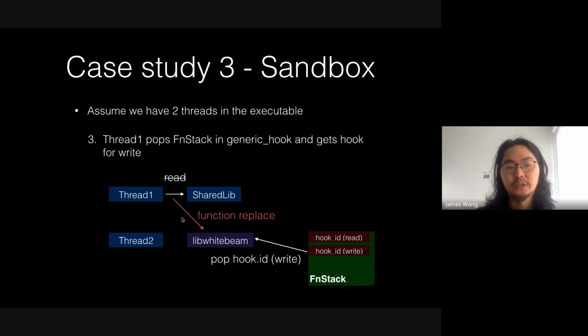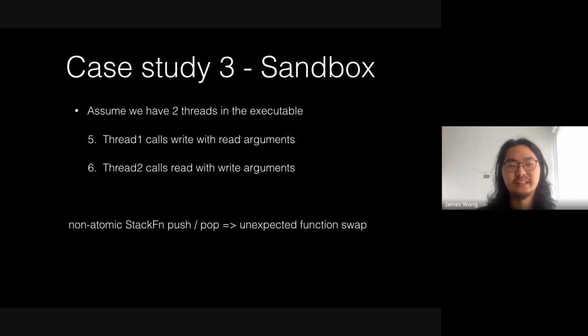Then after we call the generic hook from the first thread, it tries to pop from the function stack, and it actually retrieves the write function instead of the read function. This means that we're actually swapping functions here. The first thread expects to call read, and the second thread expects to call write. But due to the race condition, we're swapping the function calls between the two threads. And that is a big problem.